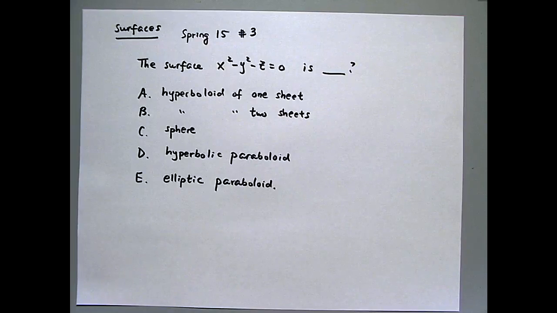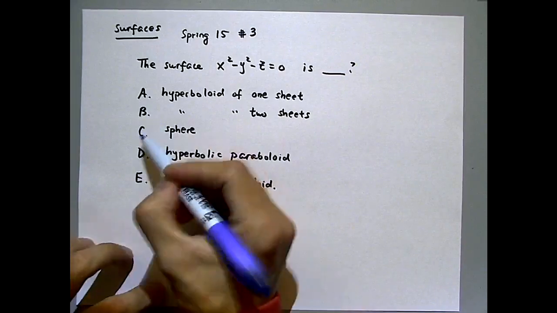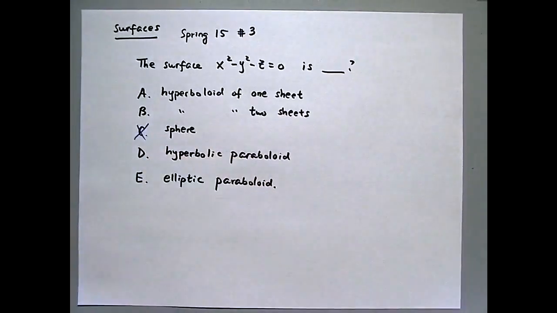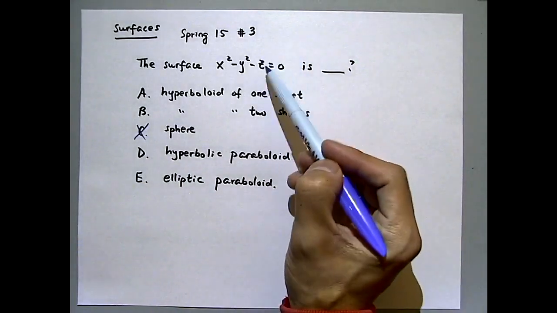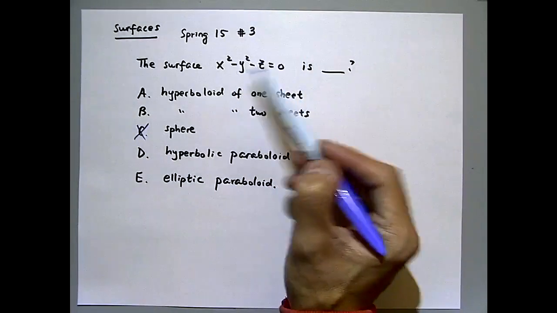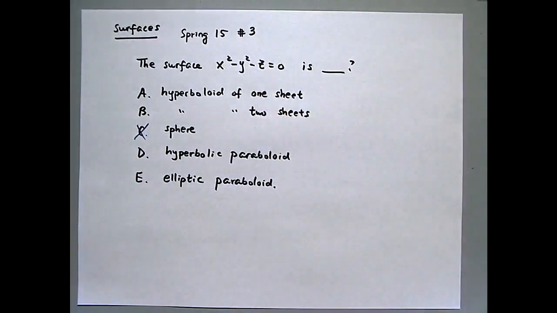One of these we can immediately rule out. Which one is that? Sphere, right? What's wrong with this? How do you know it's not a sphere? Z is missing a square, right? And the signs are not right either. So that's automatically out. Now the rest of these, upon first glance, are all possible. So what do we do here? It really boils down to finding the traces of stuff.